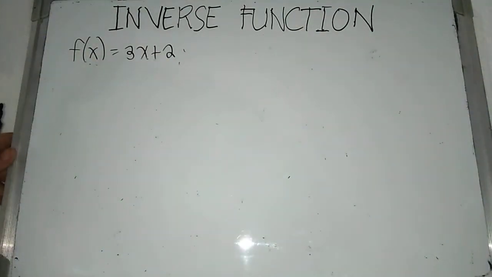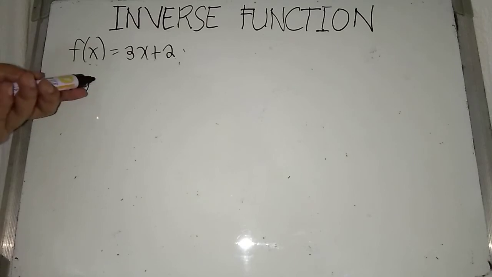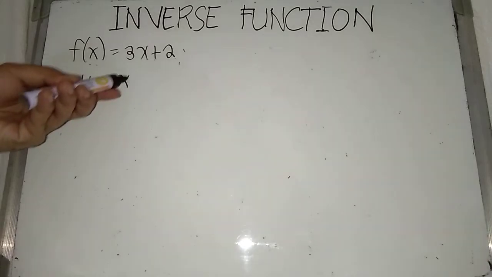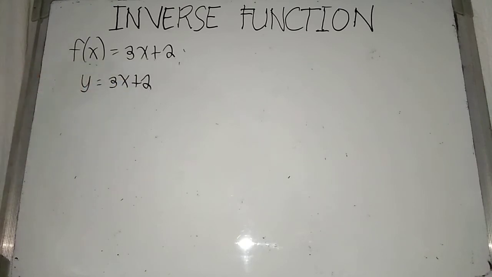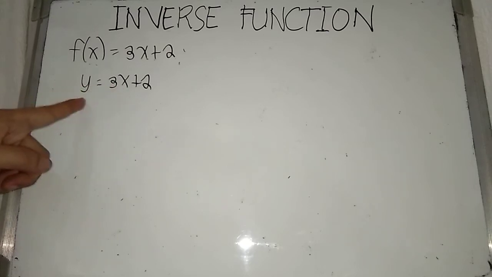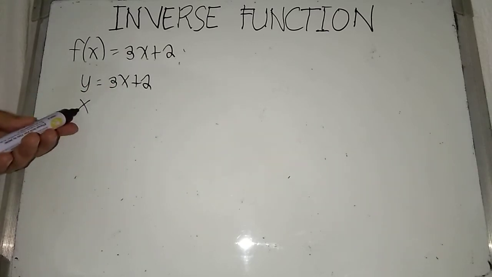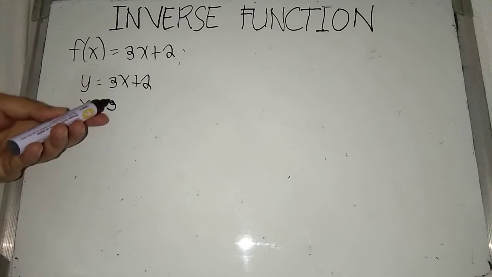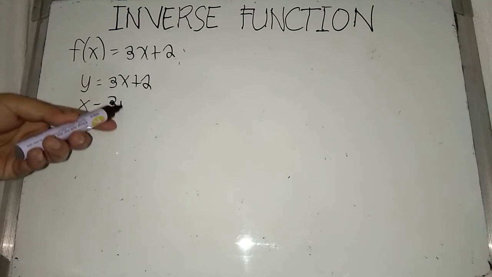Okay, the first step is that we are going to replace f of x with y. That's the first step in solving for the inverse function of a one-to-one function. So y is equal to 3x plus 2. So what we did is we replace f of x with y. Second step, we are going to interchange x and y. So y will become x and x will become y.